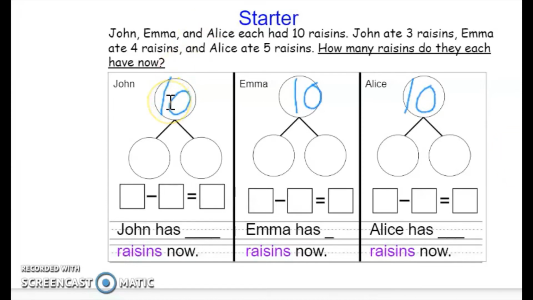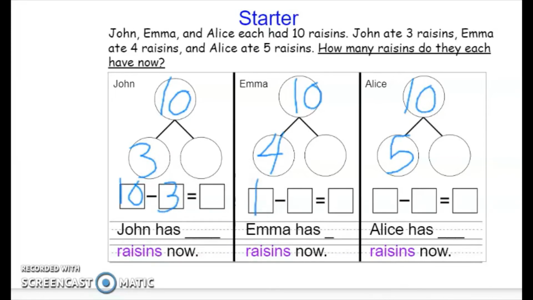John had 10 raisins. He ate 3. Emma had 10 raisins. She ate 4. Alice had 10 raisins. She ate 5. Let's go ahead and fill in our number sentences as well. For John, he did have 10, and then he ate 3. So we're trying to figure out now how many he has left.